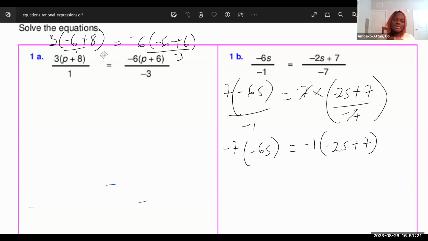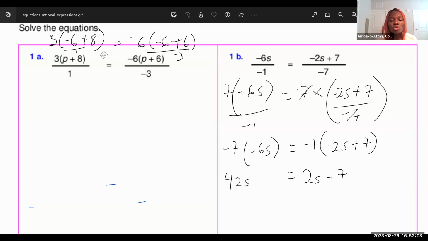What is the next step? Expand your parentheses, or remove your brackets. It means you're multiplying whatever is outside the brackets by everything inside the brackets or the parentheses. So negative 7 times negative 6 gives you 42s equals negative 1 multiplied by everything. So negative 1 times negative 2s will give you positive 2s. Negative 1 times 7 will give you negative 7.